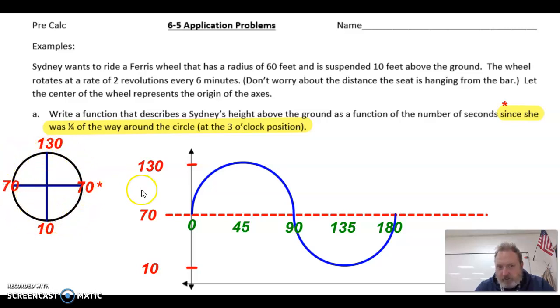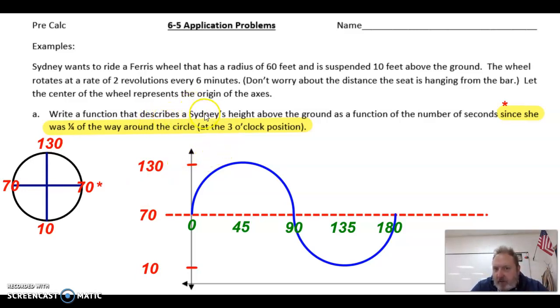So we've got this 60-foot radius, top to middle, and then bottom to middle. So I know that my top point is 130, my midline is 70, that makes the low point 10. So I know I've got an amplitude here of 60. I've got a vertical shift of 70. So we'll get to that in a moment when we get to our equation.